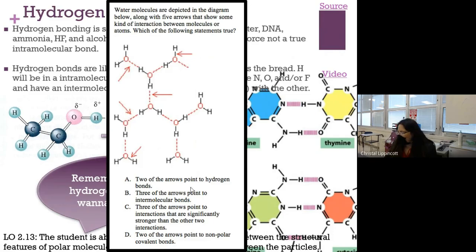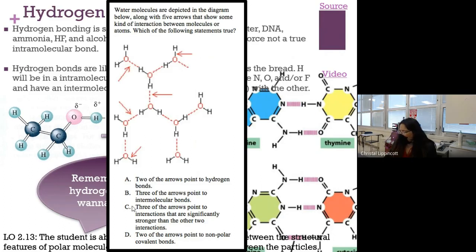All right, two of the arrows point to hydrogen bonds. This is a hydrogen bond. This is a hydrogen bond. This is a hydrogen bond. Remember, a hydrogen bond is intermolecular. It's between molecules. So we have three that are pointing to hydrogen bonds. So that one's out. Three point to intermolecular bonds.